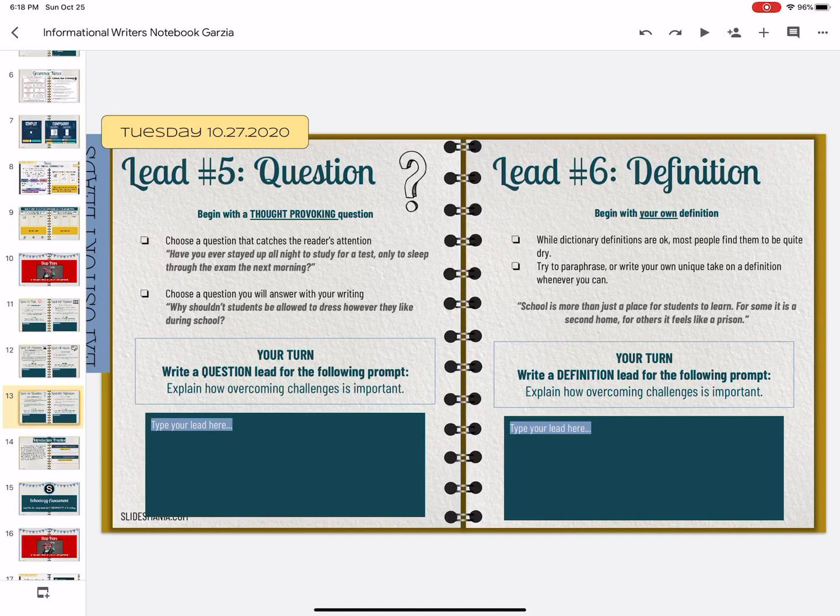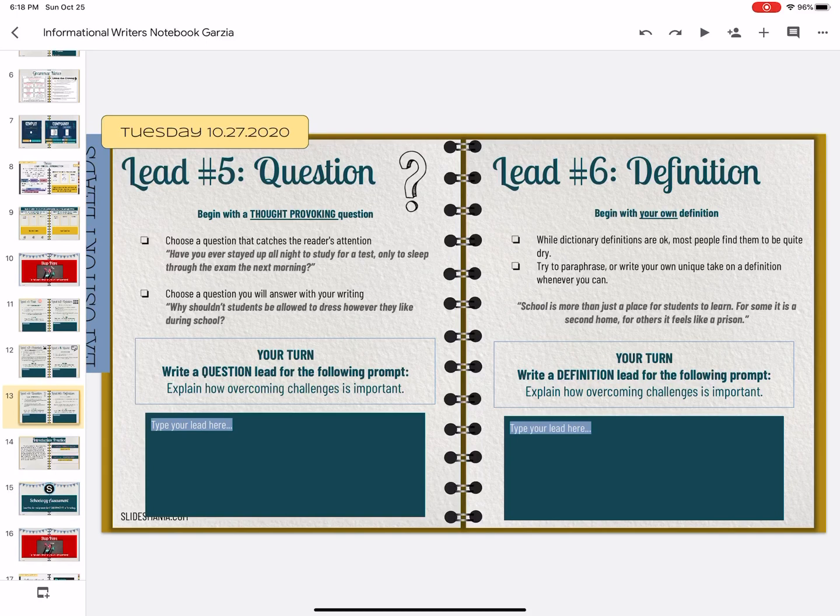So choose a question that catches the reader's attention. For example, have you ever stayed up all night to study for a test only to sleep through the exam the next morning? That's specific. You could just be like, have you stayed up all night to study for something? That's boring. But the sleeping through the exam the next morning, that's what gives readers who've experienced that, they're like, oh my gosh, yes, I've totally been there and it's the worst ever.